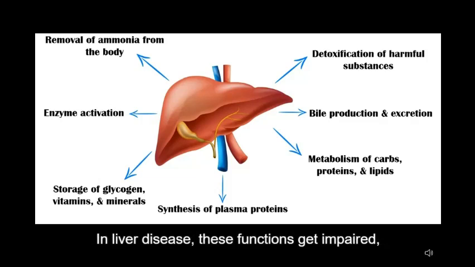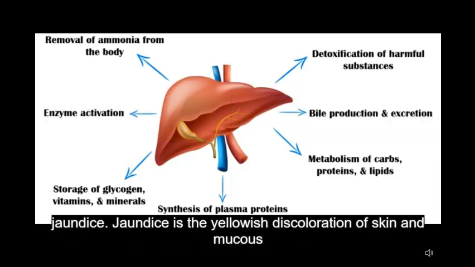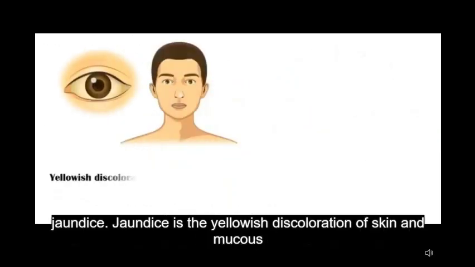In liver disease, these functions get impaired, giving rise to a multitude of signs and symptoms. So in this video, we are going to look at 6 signs of liver disease and the pathological basis of those signs. Jaundice. Jaundice is the yellowish discoloration of skin and mucous membranes.